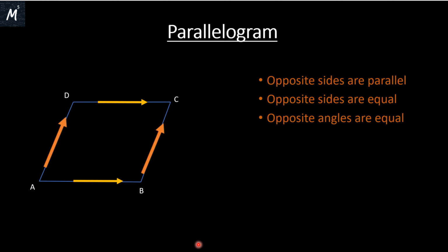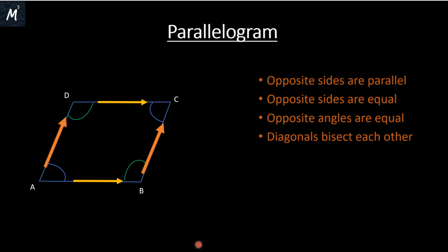Opposite angles are equal. This is the third property. So we know what opposite angles are. In this parallelogram ABCD, A and C are the opposite angles. So they will be equal. The second pair of opposite angles is B and D. They will also be equal.